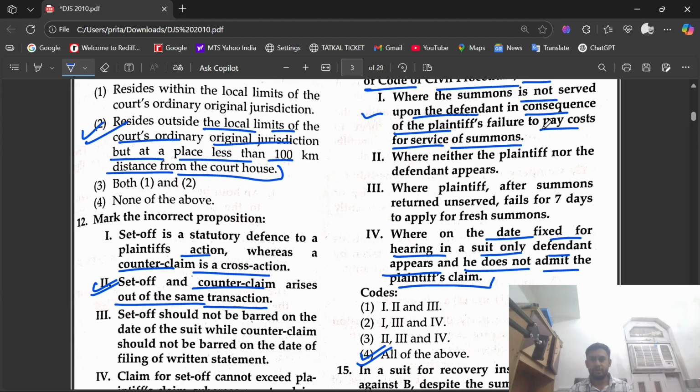All four are correct. Neither the plaintiff nor the defendants appear. Where plaintiff after summons returns unserved, fails for 7 days to apply for fresh summons. Where on the date fixed for hearing in a suit only defendant appears and he does not admit the plaintiff's claim.